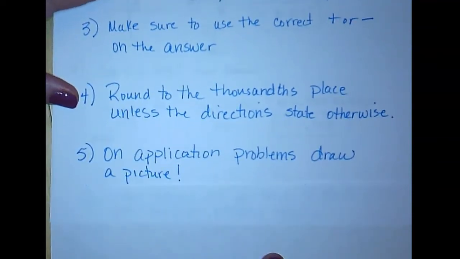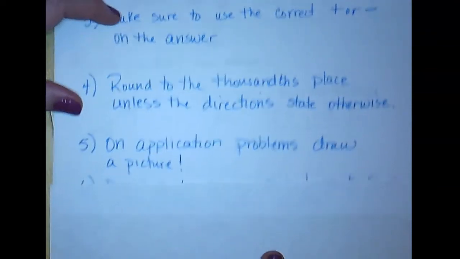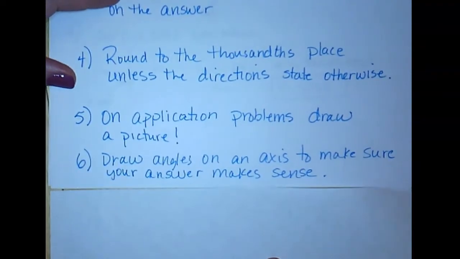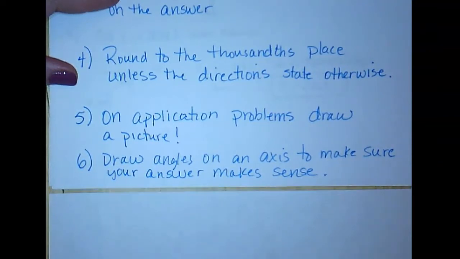On application problems, we always draw the picture and fill in all of our information so that we're working with correct sides and lengths and all that fun stuff. And then finally, when you're doing a regular problem, you're going to draw the angle on the axis to make sure your answer makes sense in the end. You should be able to look at the picture on your axis and tell whether the answer you just calculated on the calculator makes sense. So we want to have a little bit of number sense to this.